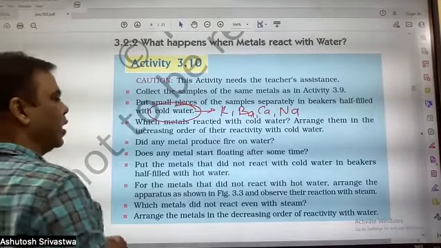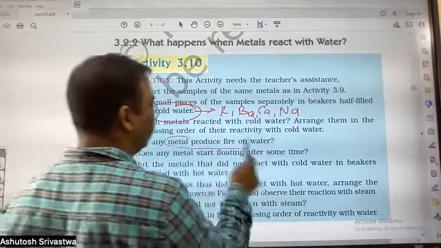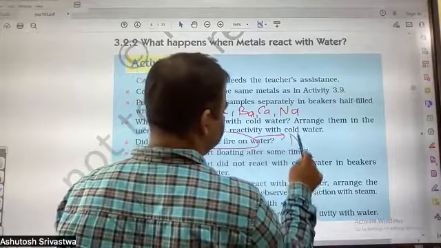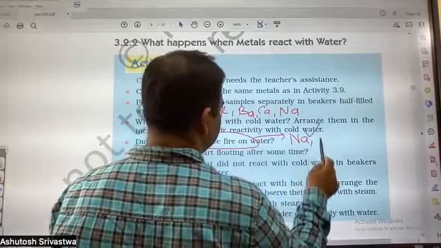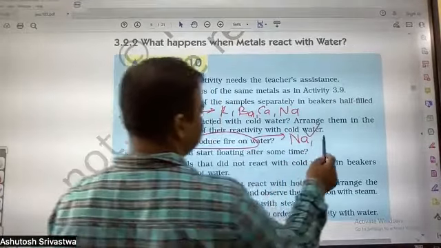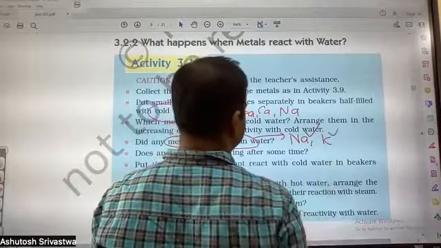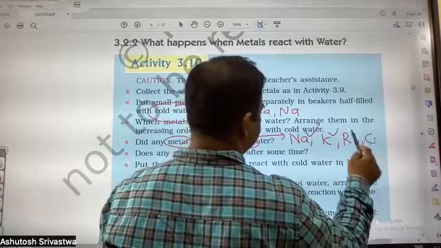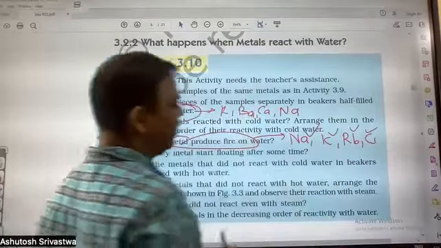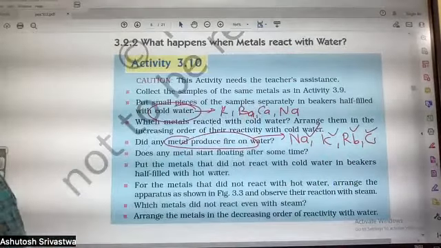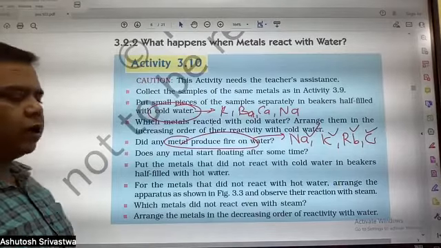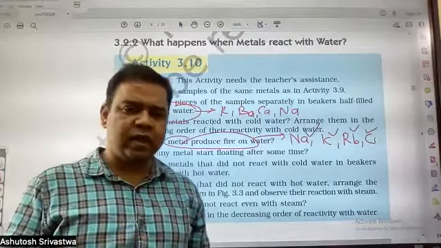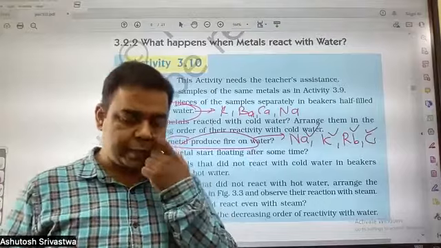Okay, will any metal create fire? Yes, sodium will produce fire. Even potassium can produce fire. Rubidium can produce fire. Cesium can produce fire. But calcium will not produce fire. Barium will not produce fire. You can chew calcium tablets, isn't it? It is not going to create some fire over it.